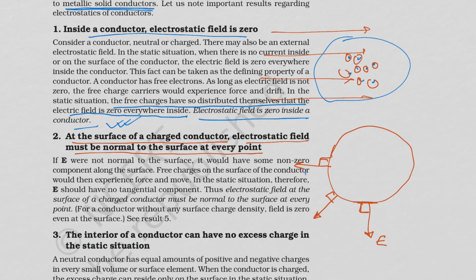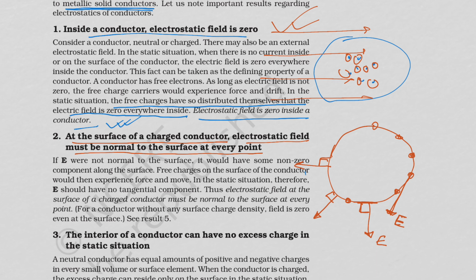If we take the electric field in any other direction, let's say the tangential direction, if the electric field is something like this, then what will happen? Because of the tangential direction of the electric field, the electrons or the free charge carriers on the surface, which we have already proved in the first result, will start moving. And when there is movement of charge, it simply means that it is not the equilibrium or static situation, which contradicts whatever we are studying now. We are studying electrostatics of conductors.